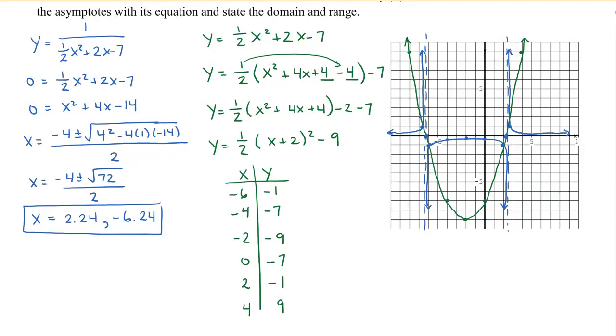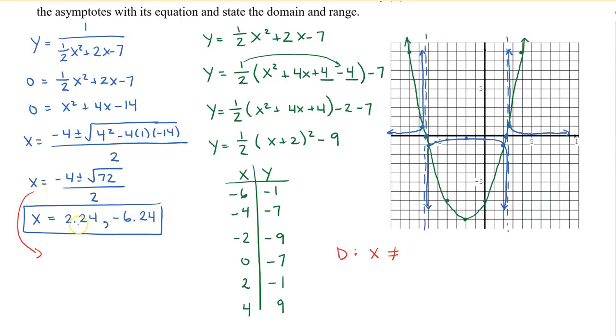All right, now the last thing I want to take a look at is the domain and range, which we haven't talked about yet. So the domain, you can see, is all the real numbers, except at where the asymptotes are, okay? So x cannot be at 2.24 and -6.24 from before.